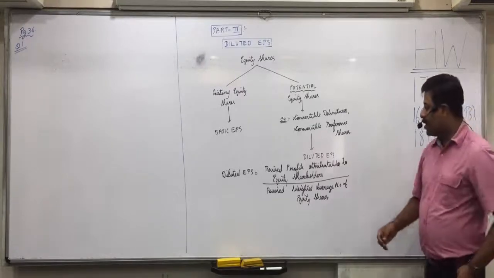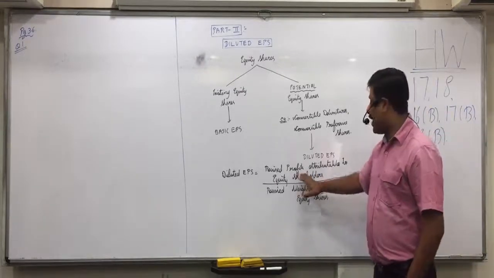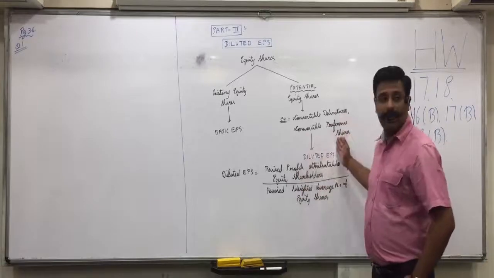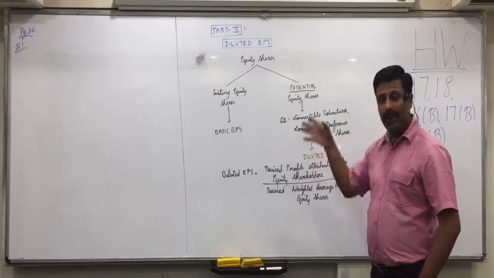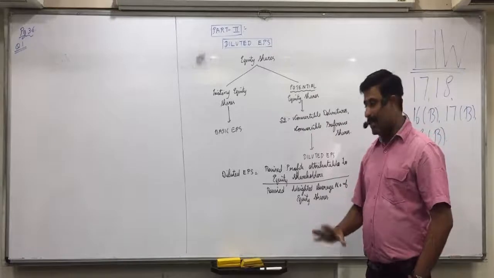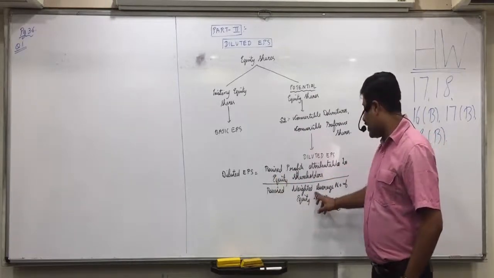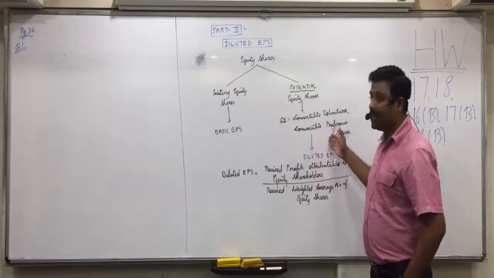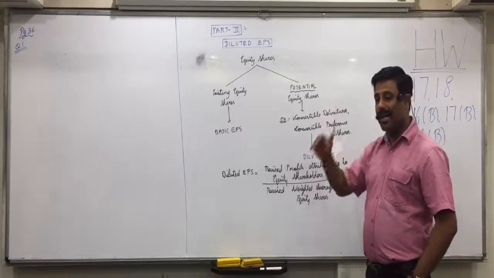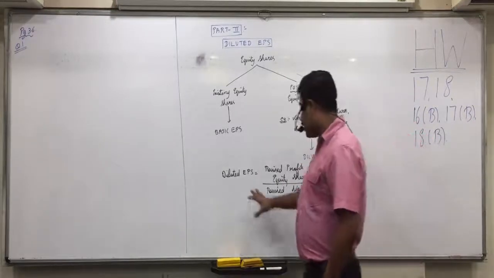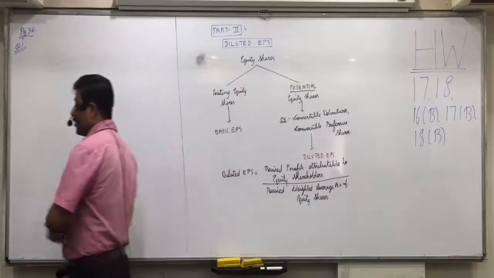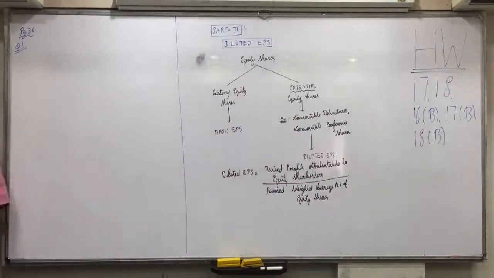So if we find the profits as if debentures and preference shares have got converted into equity shares right now itself, then those profits are called revised profits. And we find the number of shares as if debentures and preference shares have got converted right now itself. So that is called diluted EPS. Read this formula.